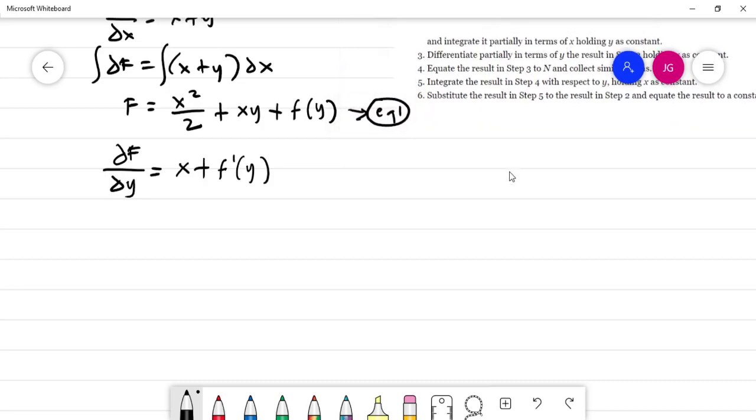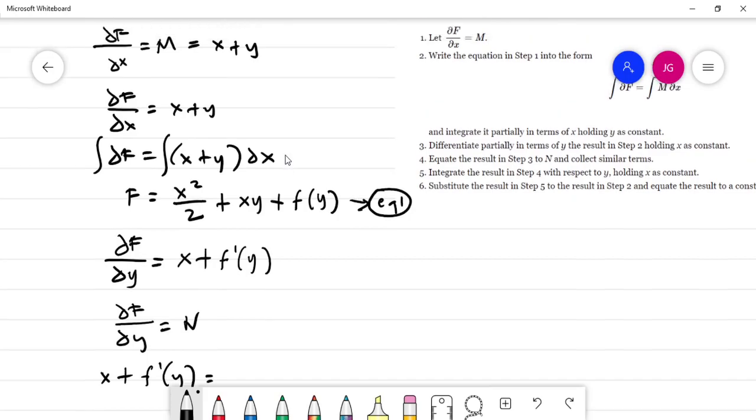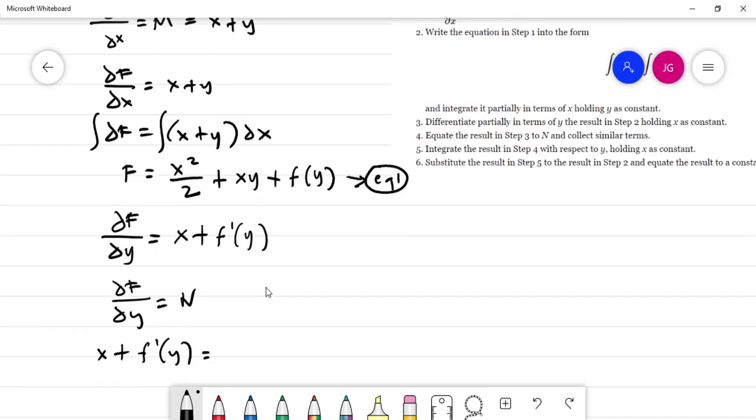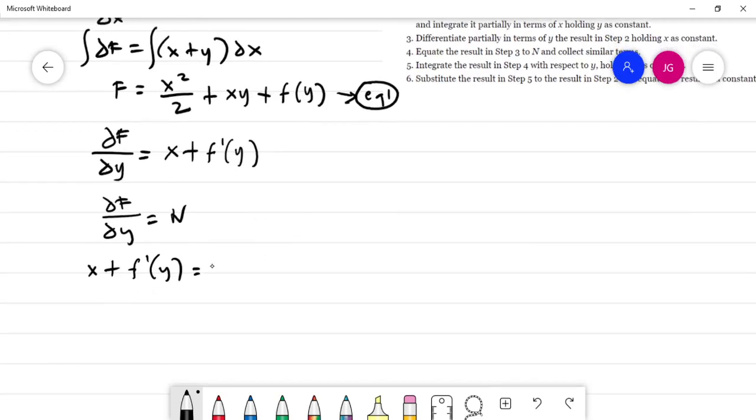Step 4 is to equate the result of step 3 to N. So we equate the partial of f with respect to y to N. So our equation is x plus the derivative of the function of y. And our N is x minus y. So x minus y.